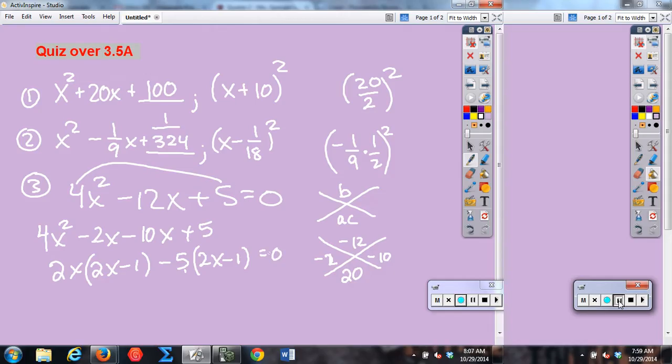As long as they were the same, it's fine. And then your answer just turns out to be, it should be the same at the end. So they both have a 2x minus 1, so you can take that out, and you're left with 2x minus 5. And then the thing to remember about this one is it was solve, so you're not done. You factored it, but you have to finish solving it. So you have this one equals 0, and this factor equals 0. So you get 2 answers, 1/2 and 5/2.